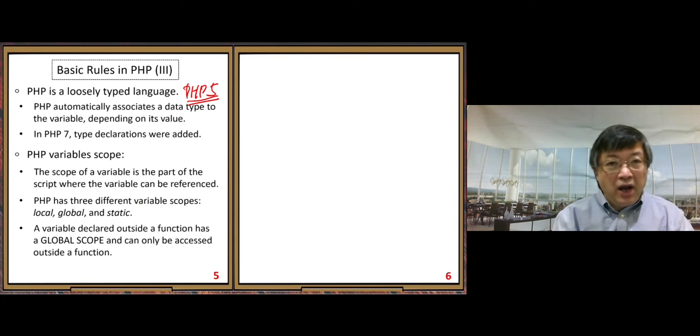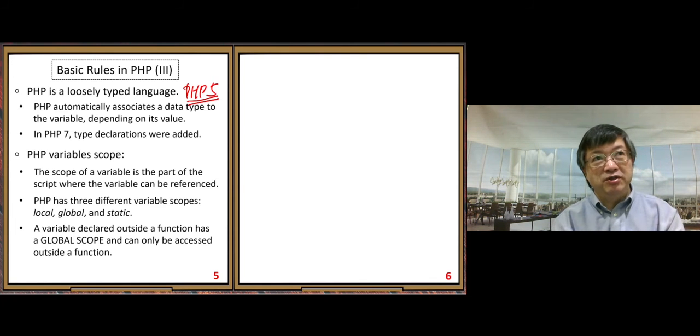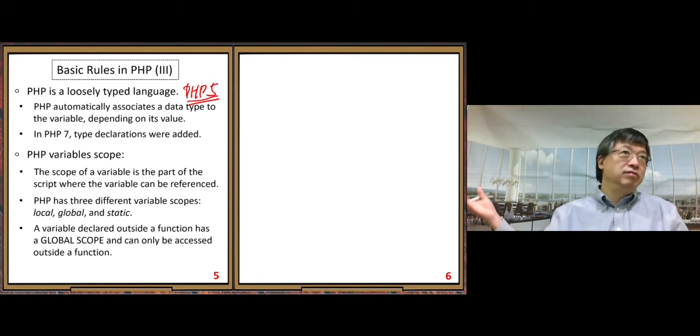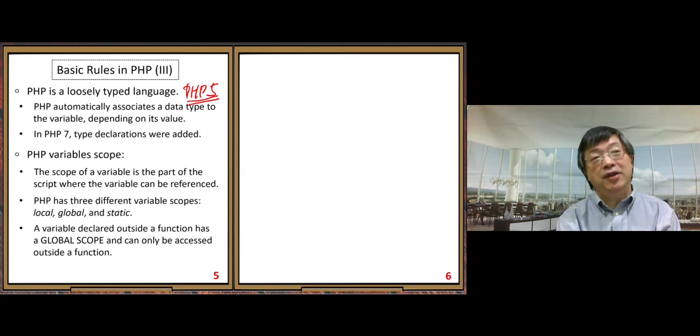A variable declared outside a function, not the rule. So this rule is very special regarding the global variable. Local variable, we don't need to say anything, right? We're familiar with that. It's normal. But the global variable in PHP, the rule is quite different.